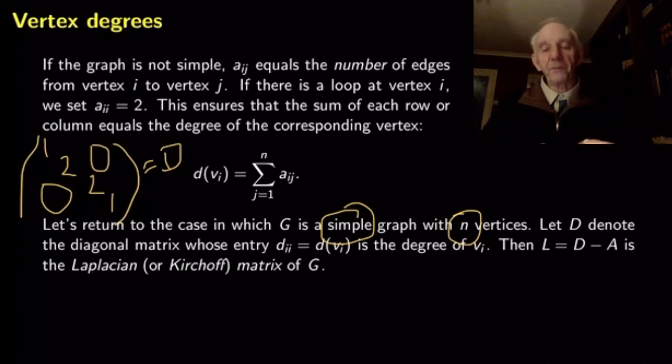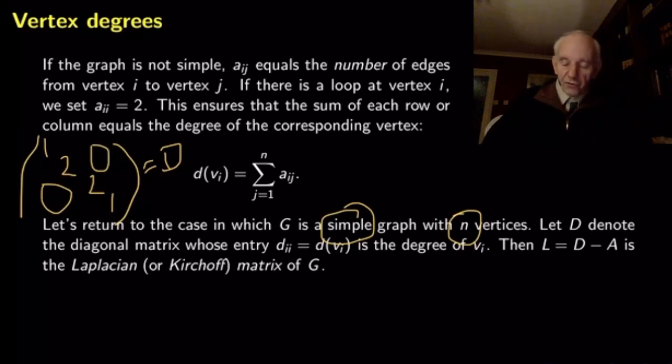So the sum of all the row vectors will be the zero row. And what that means is that the matrix L cannot be invertible because there's a linear relation between the rows or between the columns. Their sum is zero. So actually, more generally, we can deduce the following fact.